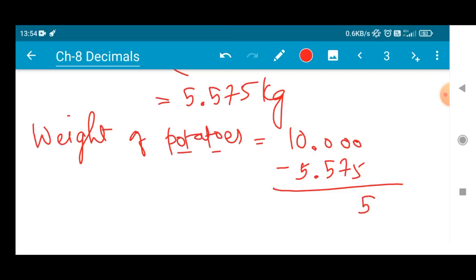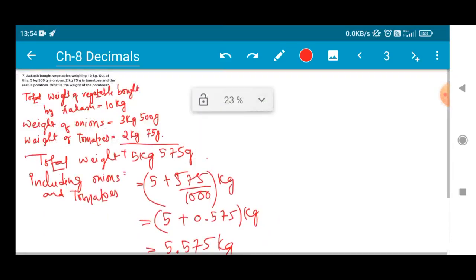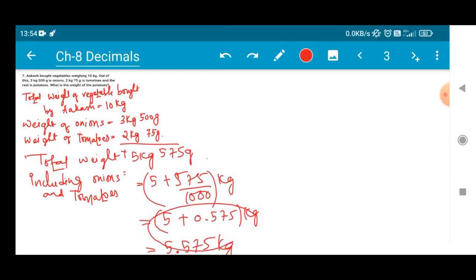Very simple. So I'll be getting 1 from here. It will become 10 minus 5 is 5. So 9 minus 7 is 2. Here is also 9. 9 minus 5 is 4. So it has become now 9, 9 minus 5 is 4. So this is the weight of potatoes, 4.425 kg.